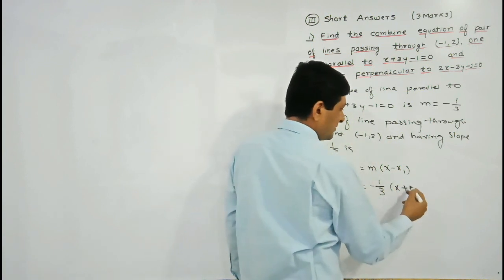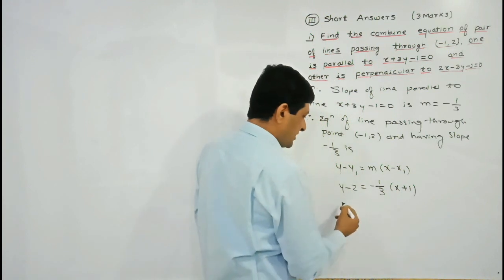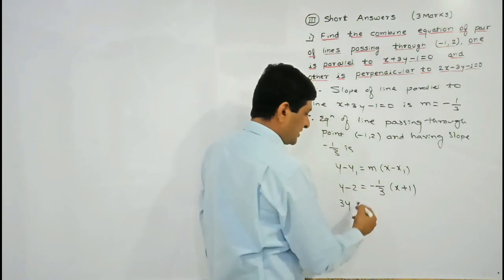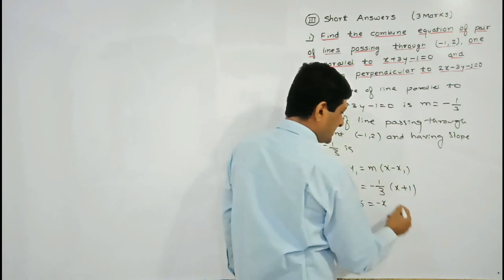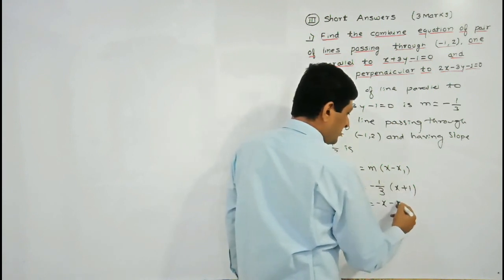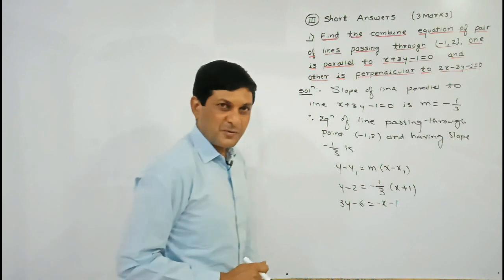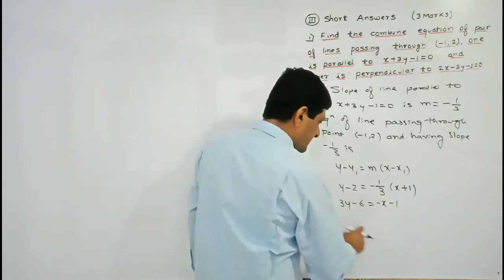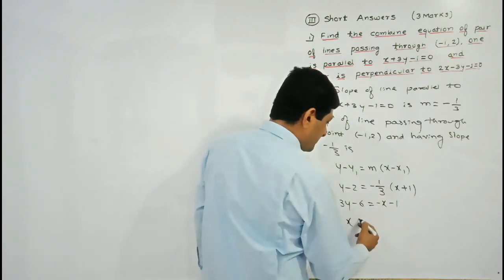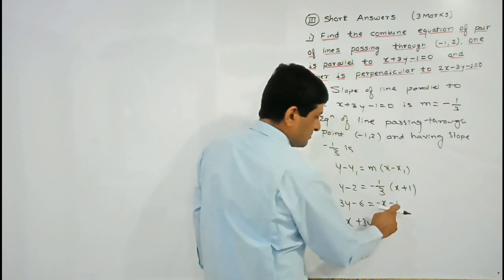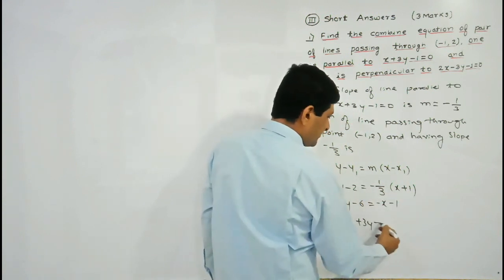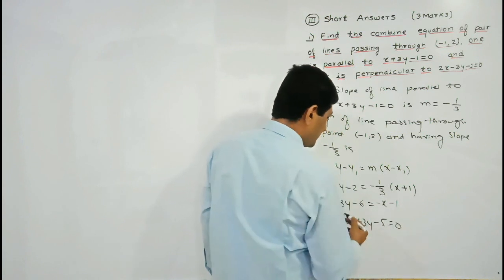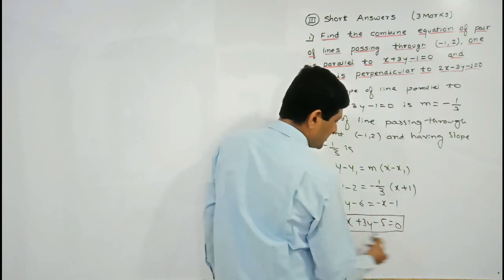Minus and this minus will become plus 1. So 3 will get multiplied on this side. On this side we get 3y minus 6 is equal to minus 1 into x, which is minus x, and minus 1 into 1 will be minus 1. Now write this equation in standard form. So minus x on this side will become plus x, plus 3y, keep it as it is. Again minus 1 on this side will become plus 1. Minus 6 plus 1 will be minus 5 is equal to 0. In this way we have got our first equation of line.